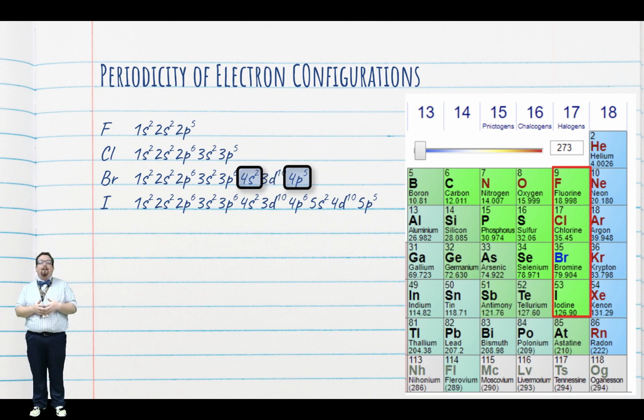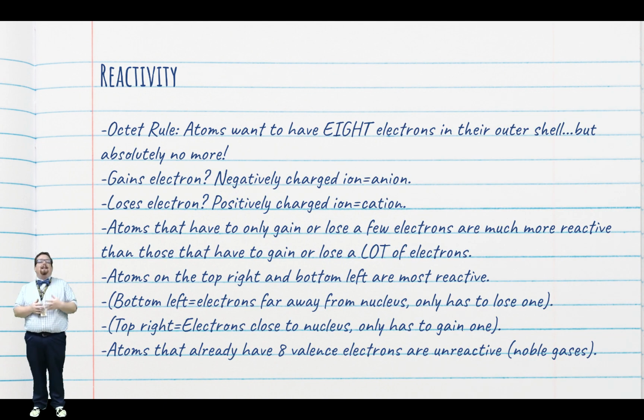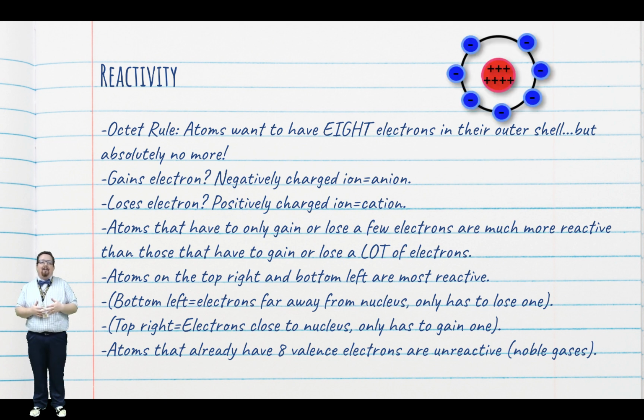Then we just count up the superscripts to find out how many valence electrons we have. The number of valence electrons will affect the reactivity of an atom. According to the octet rule, atoms want to have exactly 8 electrons. No more, no less. They can do this through gaining or losing electrons in chemical reactions.